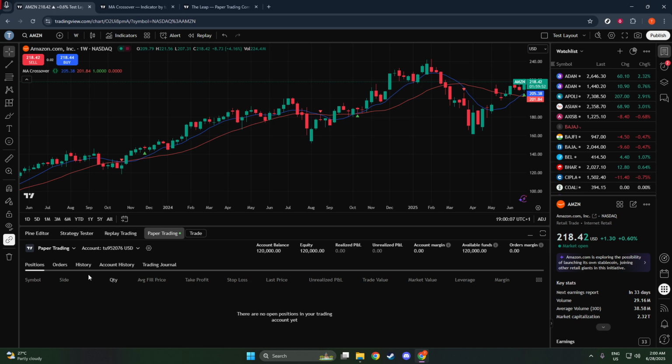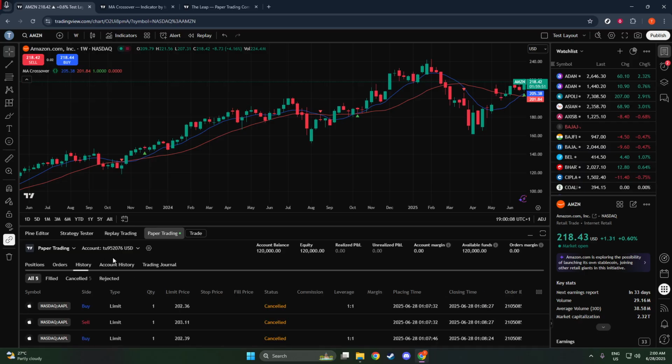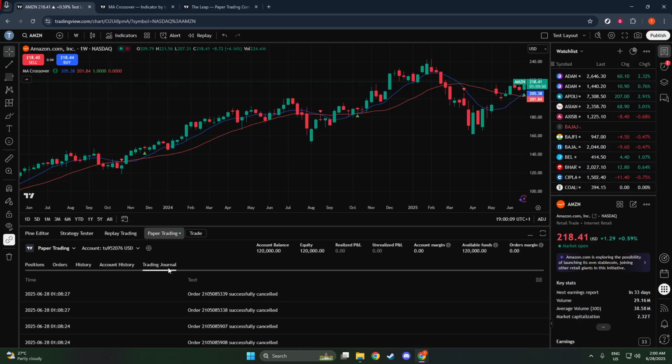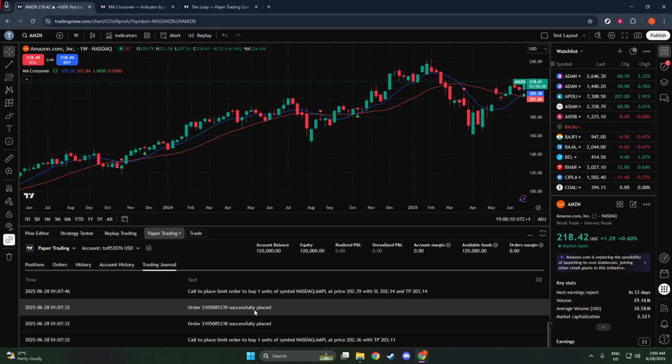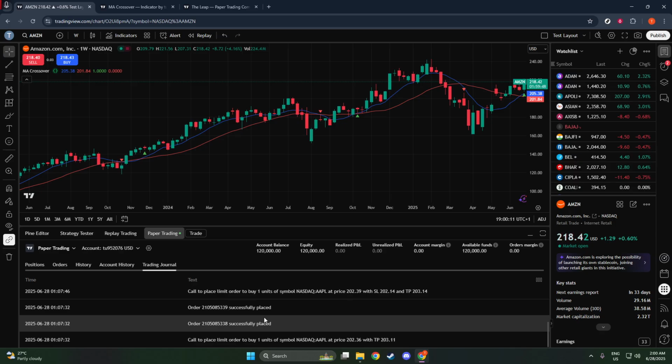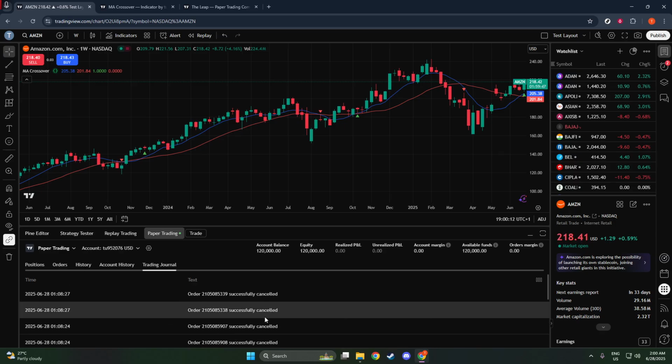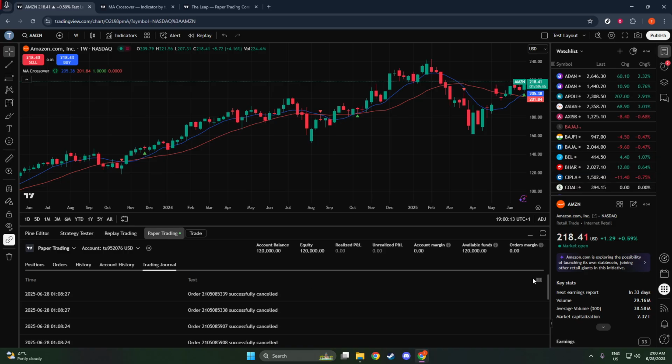Now, when it comes to accessing your trading journal, you will find it conveniently located alongside your positions, orders, and history tabs within the platform. The journal acts as a comprehensive log of all your trading activities. It automatically records critical details such as timestamps of your orders, profits, and losses, as well as the status of your trades. This automatic logging is incredibly beneficial because it not only saves you time, but also ensures accuracy in keeping your records straight.